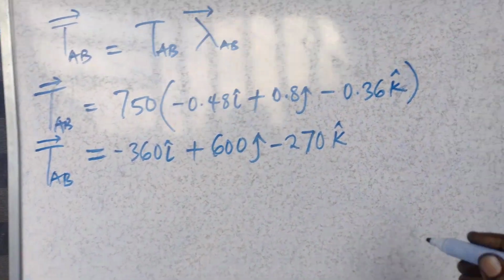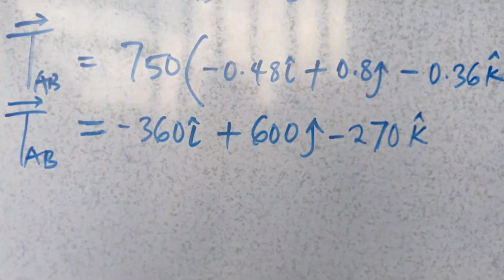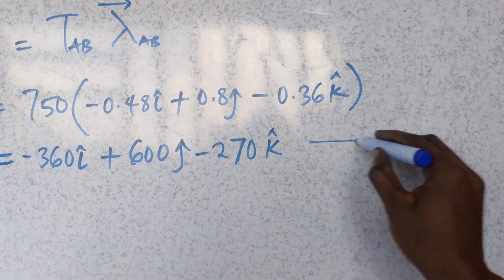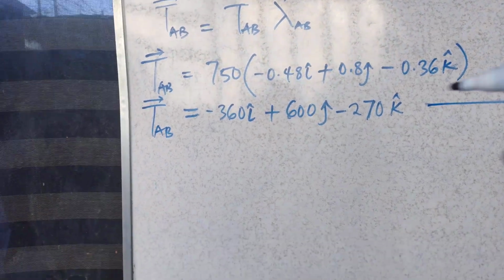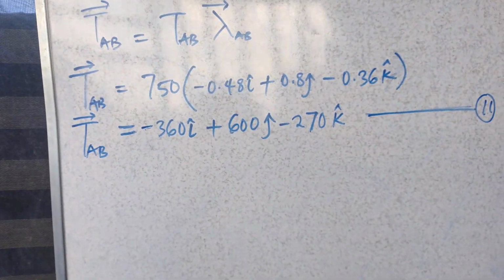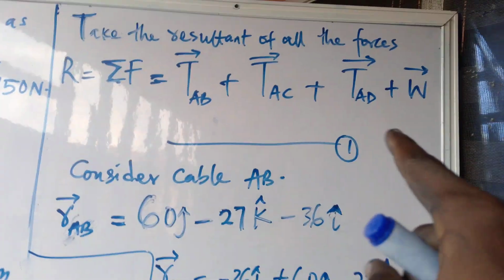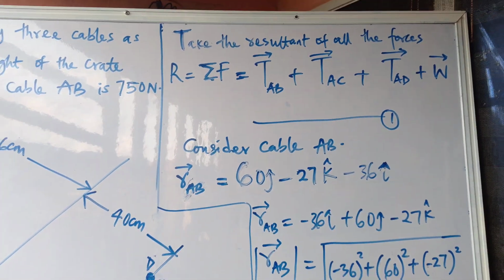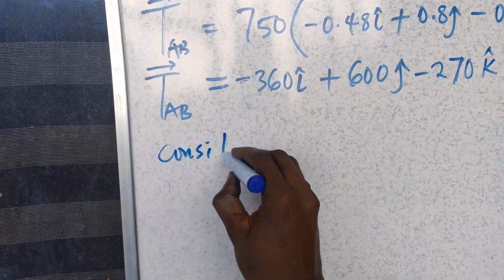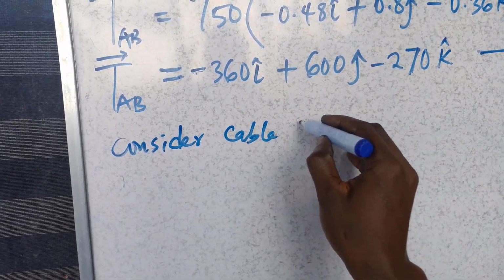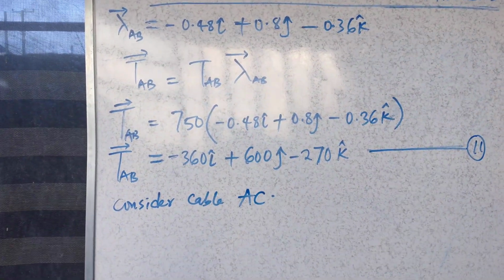Okay, now I can call this equation 2. That is minus 360I plus 600J minus 270K, call that equation 2. This is equation 1. Now I say consider cable AC.